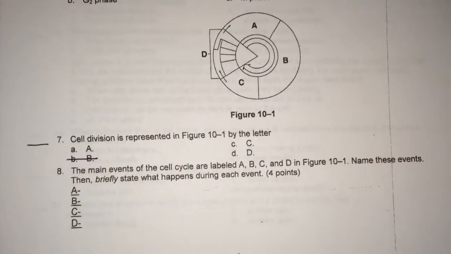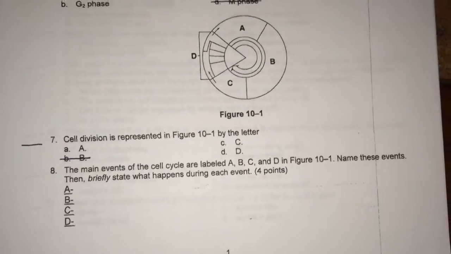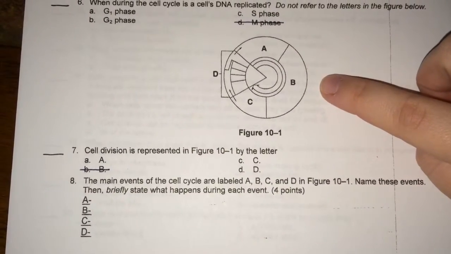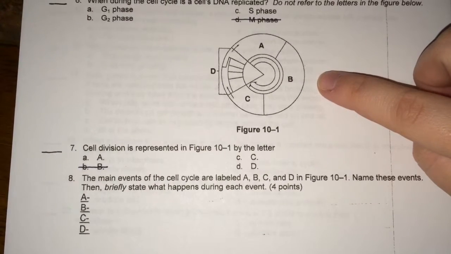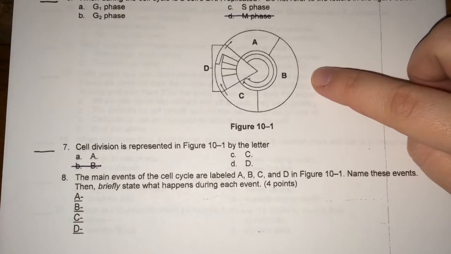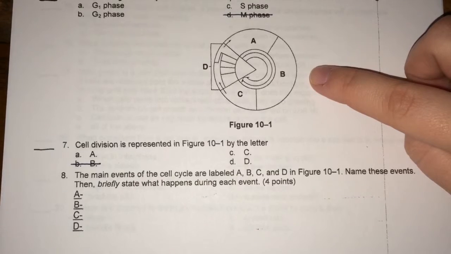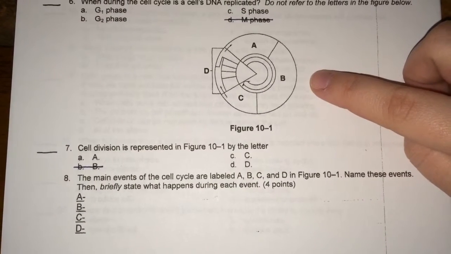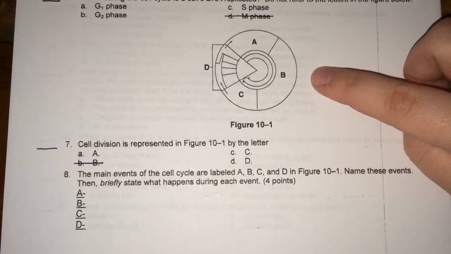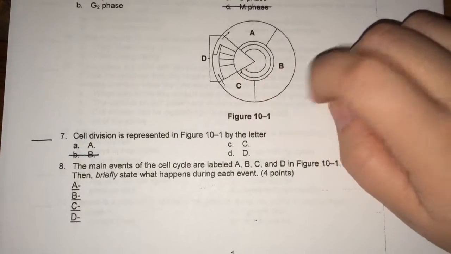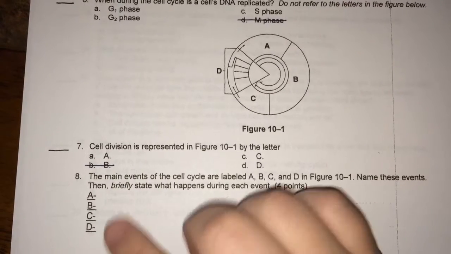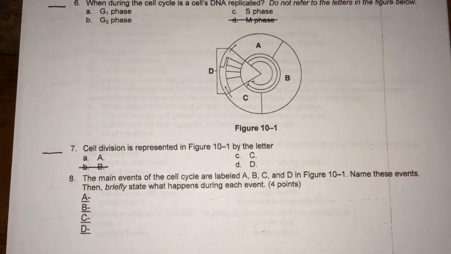Number 8, the main events of the cell cycle are labeled A, B, C, and D in figure 10.1. Name these events, then briefly state what happens during each event. So, G1 phase happens with which letter? Write it down, and then tell what happens during the G1 phase.